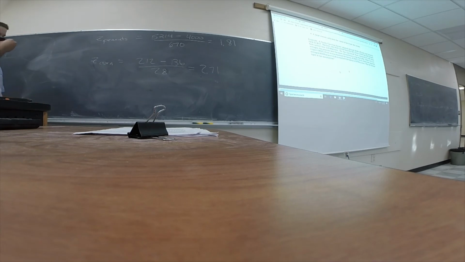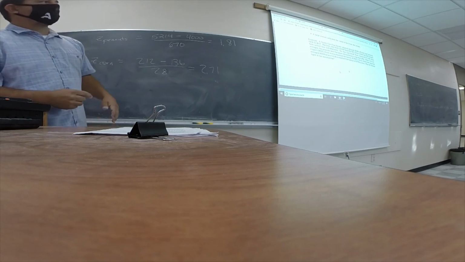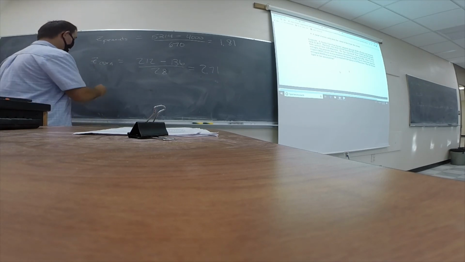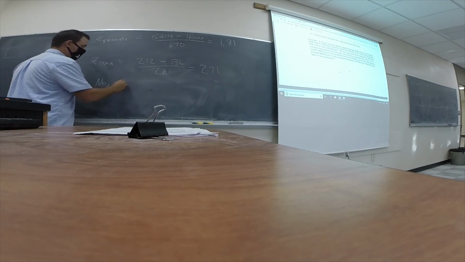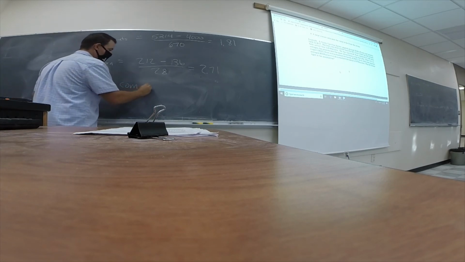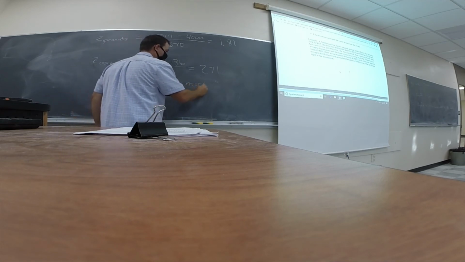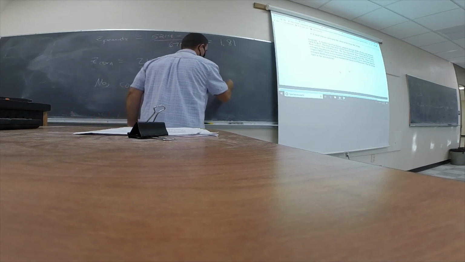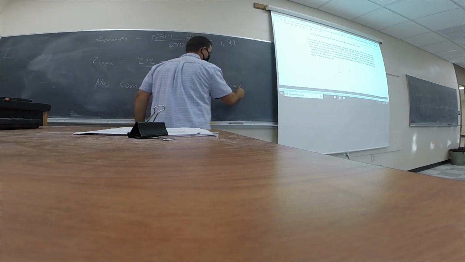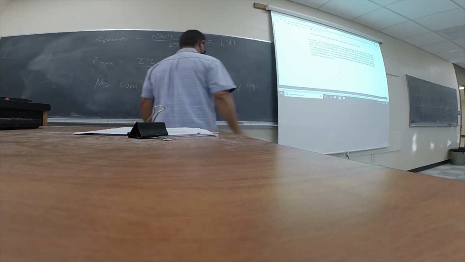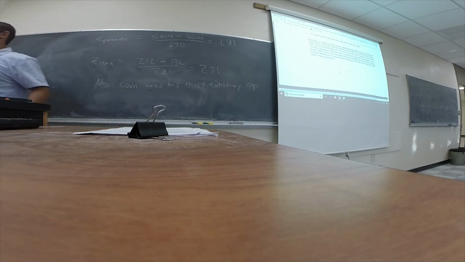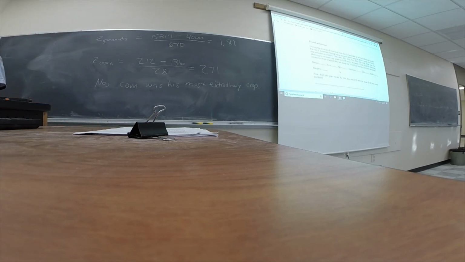So in this case, it says, was the farmer right in his assumption? Say no. Corn was his most extraordinary crop. I'm fairly certain I spelled extraordinary wrong, but this is not an English class. Alright. Everybody okay with z-scores?